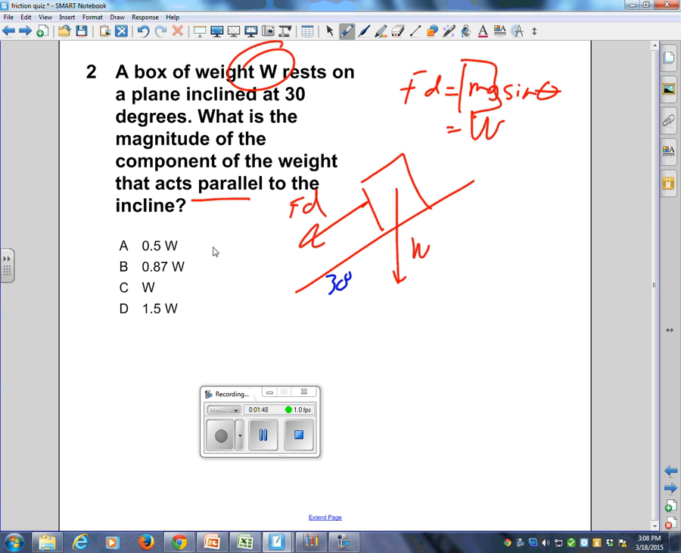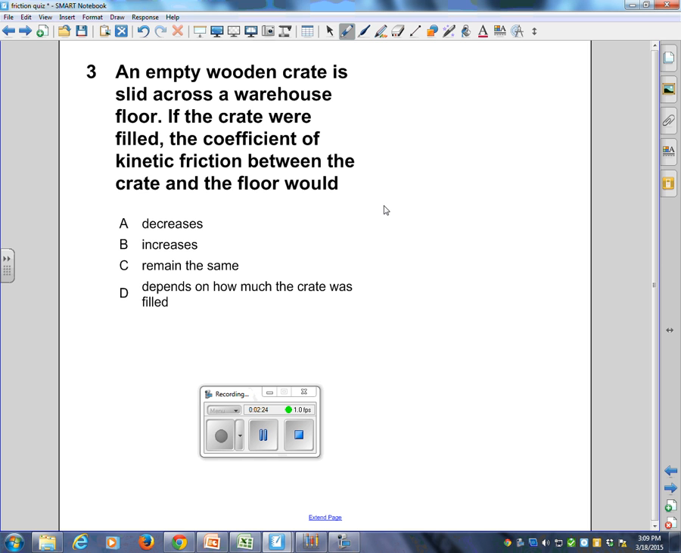A box of weight W, I helped you out with this one, right? Which one is it? It's basically W sine theta, and sine of 30 is 0.5. So FD is equal to mg sine theta, mg is W, times sine 30, or 0.5 W. It's a fancy way of asking you what's the FD, right? That's all it is.